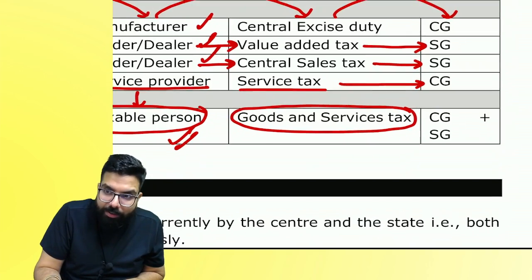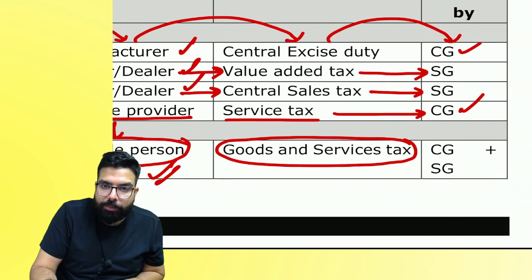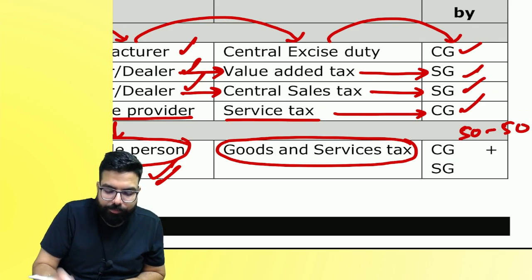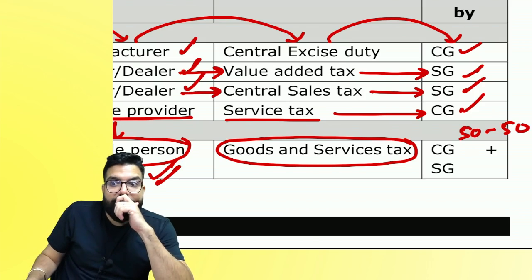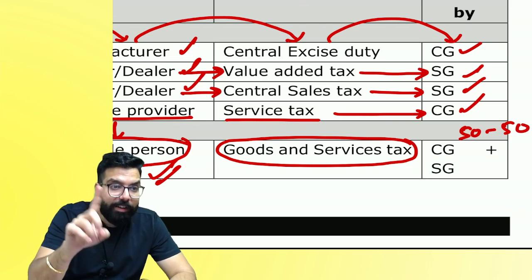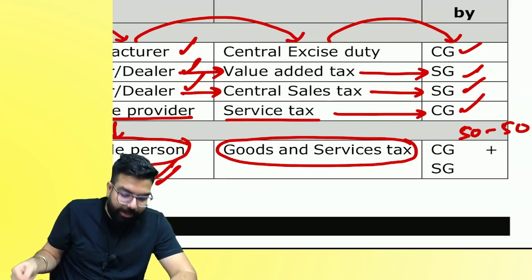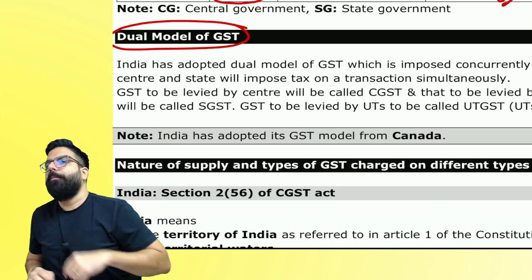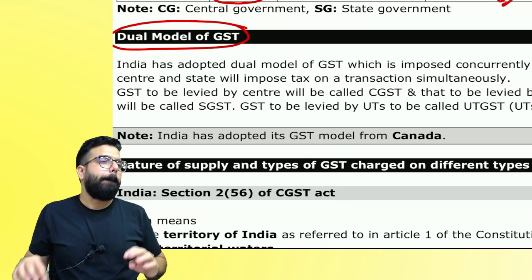And you know what, everyone? Earlier, some tax the central government was taking, some tax the state government was taking. Now both will take 50-50. That is why you will see CGST, which the central government takes, and SGST, which the state government takes. That is known as the dual model of GST. Everyone listen to me very carefully. What is the dual model of GST?